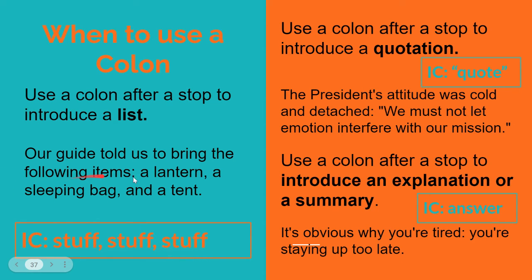Our guide told us to bring the following items. Now, it doesn't sound complete because I don't know what the items are, but it is a complete sentence grammatically. Now, logically, you might want to adjust it. So this is an independent clause, can stand by itself grammatically. I'm curious as to what those items are, so I'm going to add this colon, which functions as this is the end of the independent clause, period, and then I have a list coming. So our guide told us to bring the following items: a lantern, a sleeping bag, and a tent.